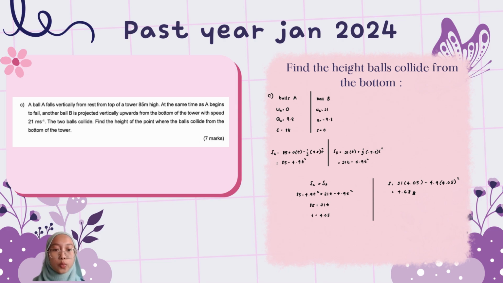So to find the value of t, I will put it in the equation, which is S A equal to S B, which means the distance of A and distance of B are equal to each other. And then after that, you just need to substitute the equations and you will get the value of T, which is 4.05. And then it mentions we need to find the height of the point where the balls collide from the bottom of the tower. So you just need to substitute by using the formula of distance for ball B because it's from the bottom of the tower. So we will get the distance is 4.68 meters.